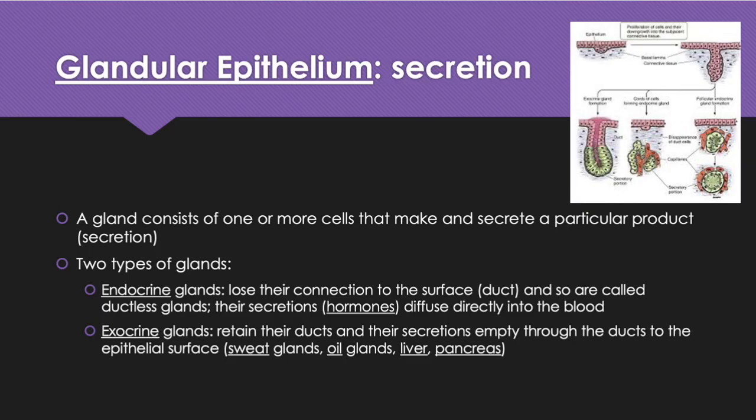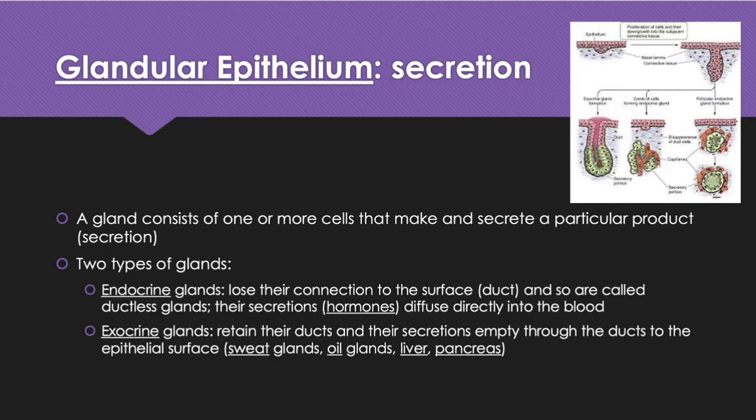And then lastly, we have exocrine glands. These are going to keep their ducts, their tubes, and their secretions will go right to the surface of the epithelial tissue. So this would be like your sweat glands or your oil glands in your skin. Your liver produces bile, and there's a bile duct that allows the bile produced by your liver to go and be stored in the gallbladder. And then the pancreas also produces enzymes for digestion. There is a pancreatic duct connecting the pancreas to the small intestine to allow those enzymes to go into your small intestine to help with digestion.